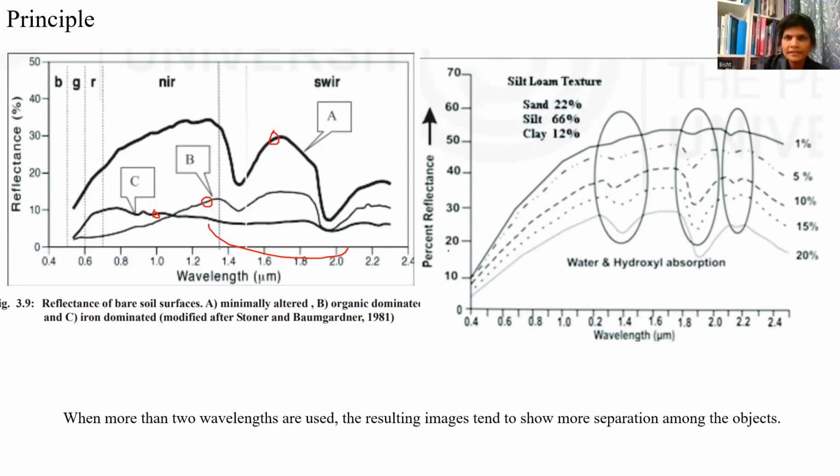And on the right side, you've got soil again from 0.4 to 2.4 wavelength, but this time it is of different particle size. So you've got sand, and then silt, and then clay, and you've got water, and water means absorption value or the moisture content as well.